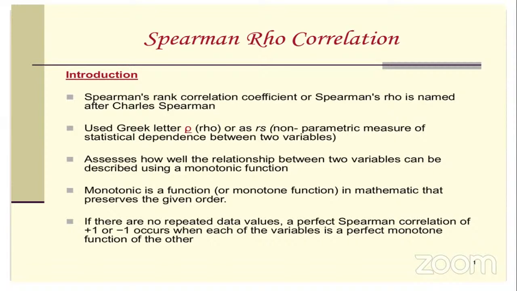In the case of Spearman-Rho correlation, if there are no repeated data values, a perfect Spearman correlation of +1 or -1 occurs when each of the variables is a perfect monotone function of the other. So the range is +1 to -1.